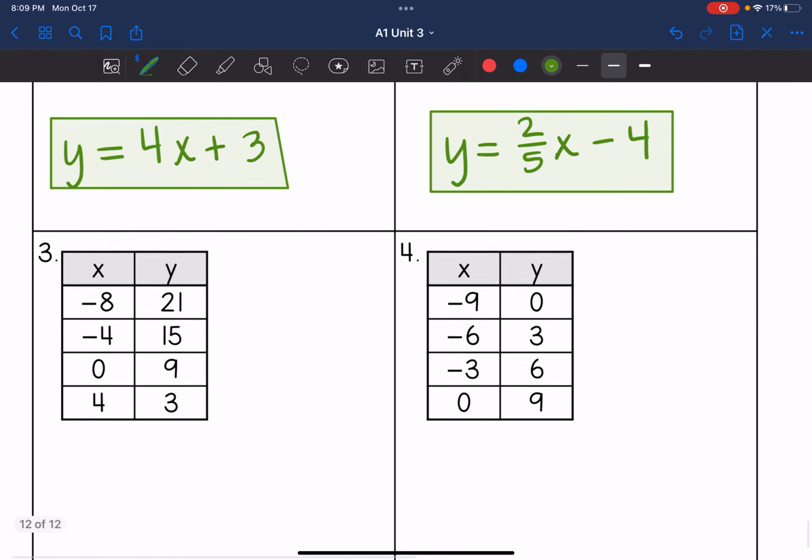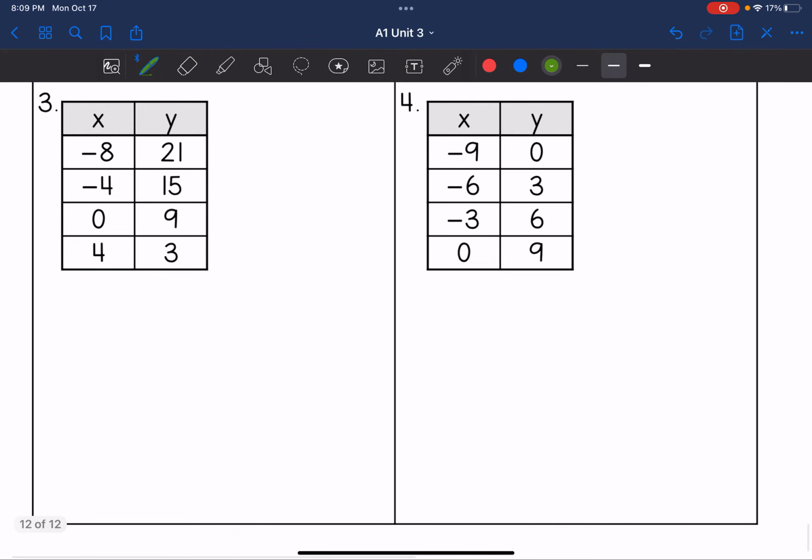Okay, now table number 3. There's only one 0, has to be this one. Just be careful that x is 0 and the numbers where the y is at. So that is going to be our y-intercept. So b is equal to 9.